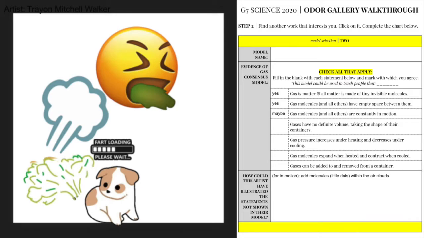Does this model show that gas is made up of tiny invisible molecules? To be honest, I think yeah. Okay, where do you see those? Describe what you see. Coming from the dog's butt. The little green lines? Yeah. All right. Hassani, do you agree or disagree? My computer's lagging, but yeah, I agree. You agree. You see the marks.